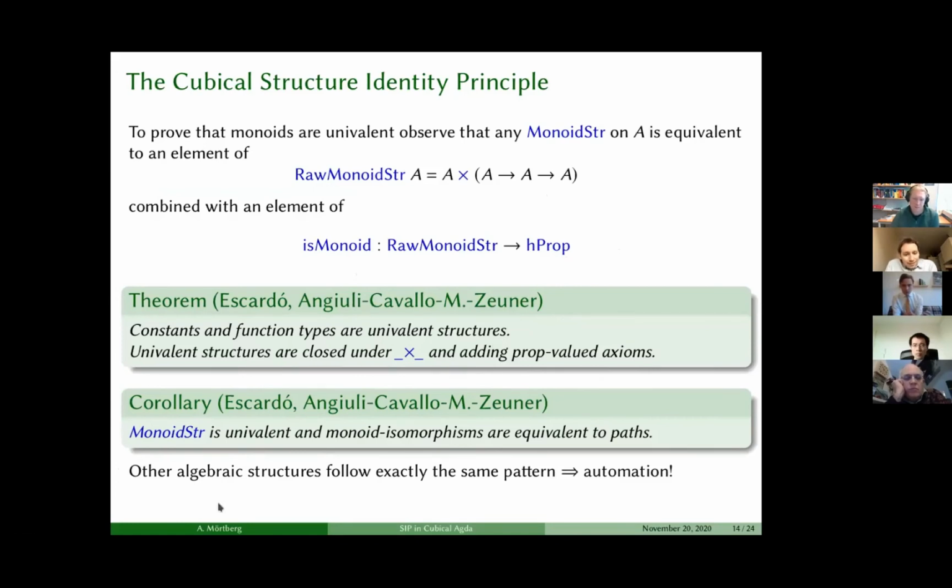So in the end, we get the theorem we need for monoids, and we can solve the goal that I showed you before. And like I already said, this applies to many other algebraic structures, and they follow exactly the same pattern. So all of these proofs are fully automated in the library, which is kind of neat.